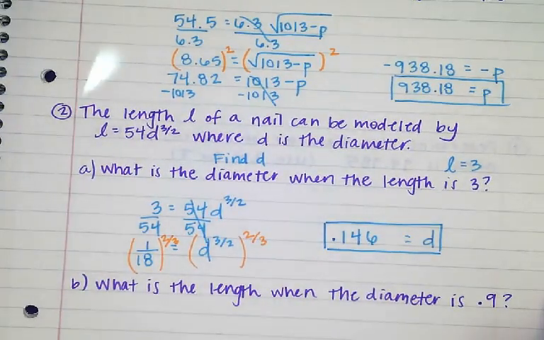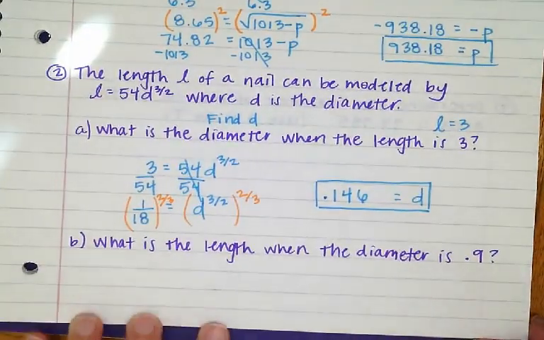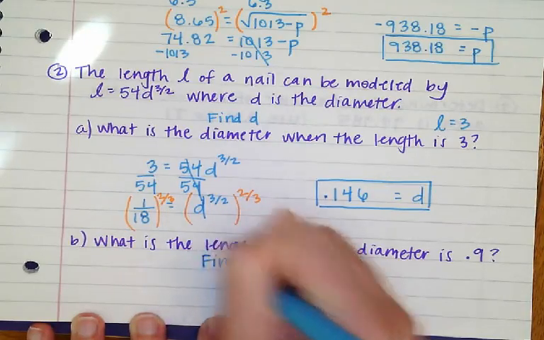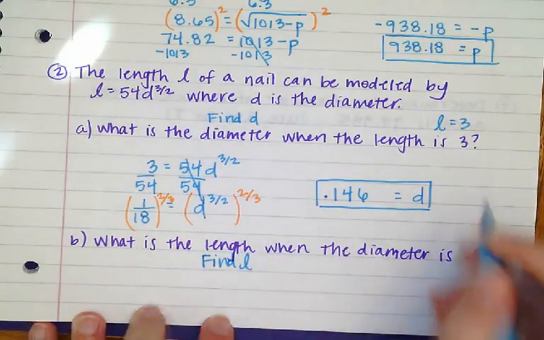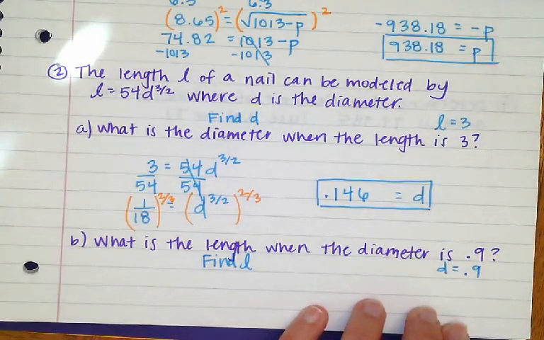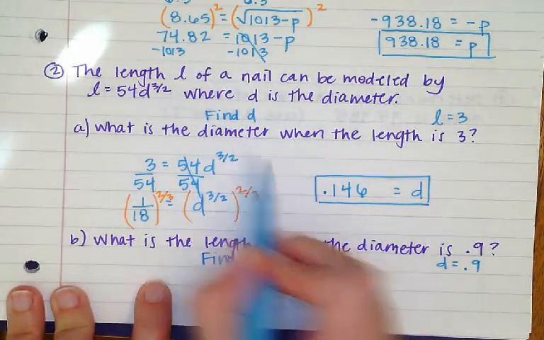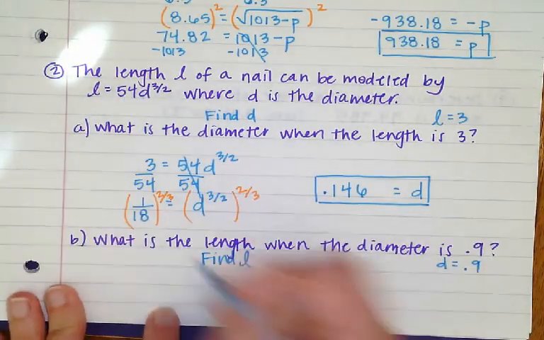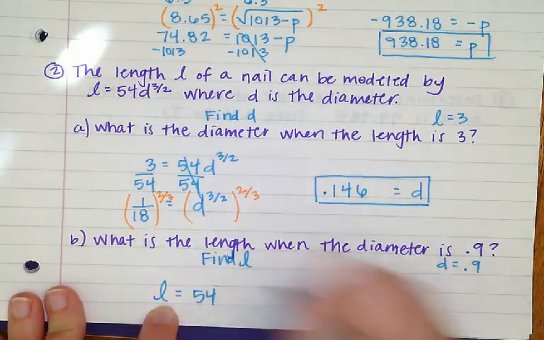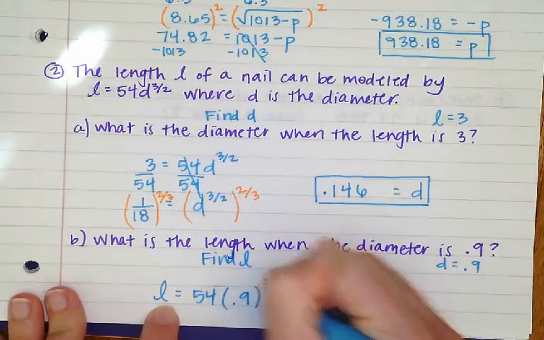All right, the next part says, what is the length when the diameter is 0.9? So same equation. This time we don't know the length, so the goal is find L when the diameter d is 0.9. So let's go plug that in and see what that's going to look like. Back to my original equation, 54 times 0.9 to the 3 halves power.